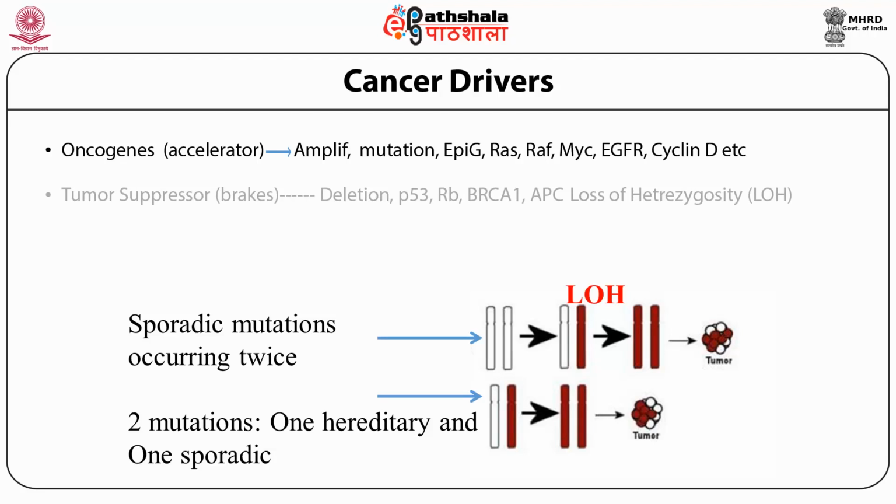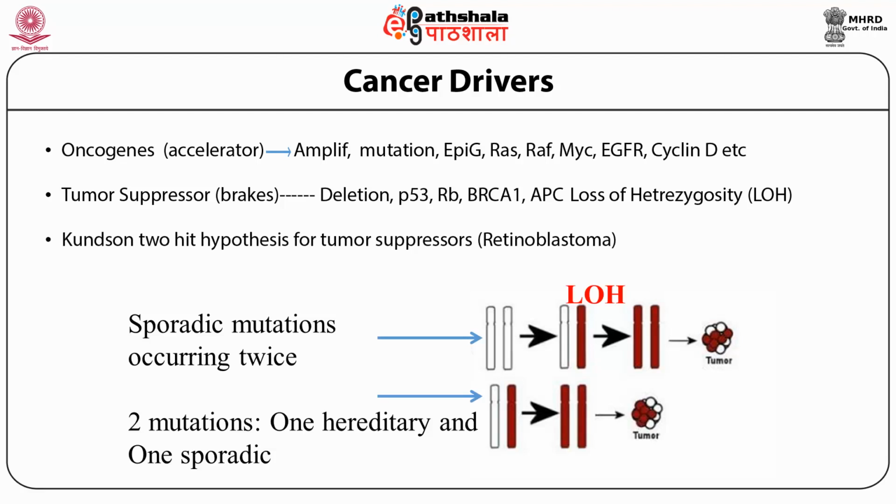On the other hand, tumor suppressors are the brakes of the cancer. Mutations in the tumor suppressor gene often lead to loss of function. The best known examples are that of p53 and the retinoblastoma. Another important aspect of the tumor suppressor is described by the Knudson two-hit hypothesis, which involves loss of heterozygosity when one gene is mutated, and when both the genes get mutated or they are lost, it leads to loss of function.